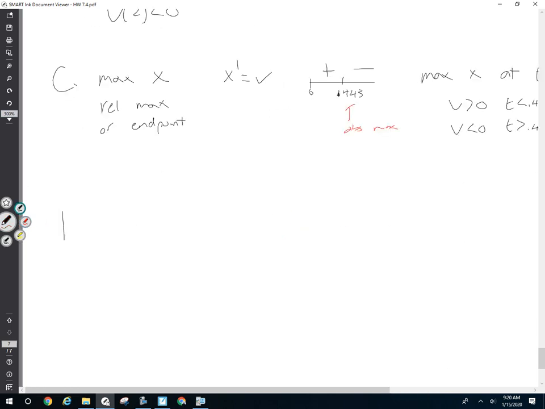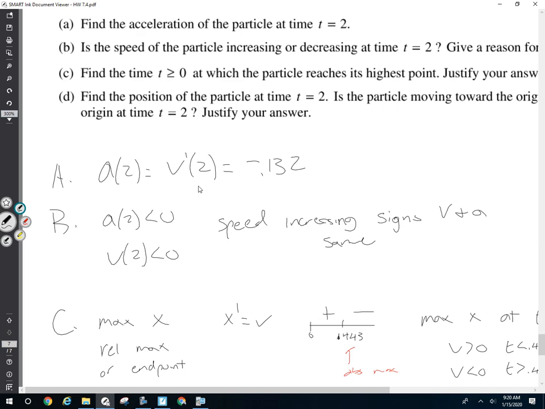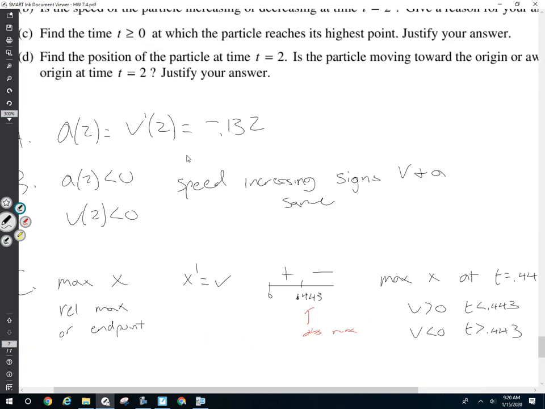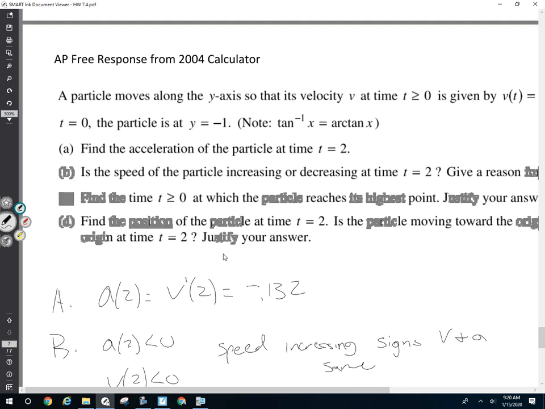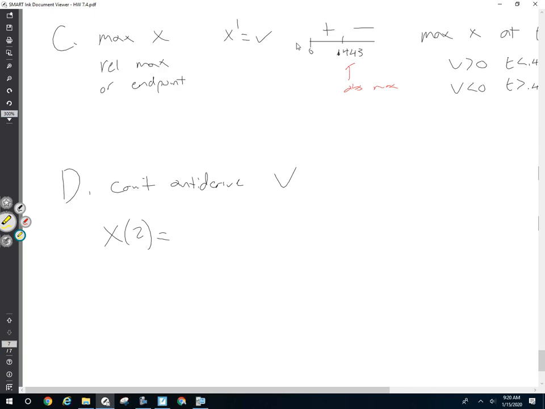And then part D, last part. Find the position of the particle at t equals 2. Is the particle moving towards or away from the origin at t equals 2? I already know the velocity is negative. Let's find the position. Can't anti-derive v. So we're going to have to use our friend: an unknown position equals a known position. Watch what they gave you. At t equals 0, y is negative 1. I'm using x. You can use y, whatever. At t of 0, the y position is negative 1. And then plus an integral from 0 to 2 under my velocity. And that'll give me my answer.